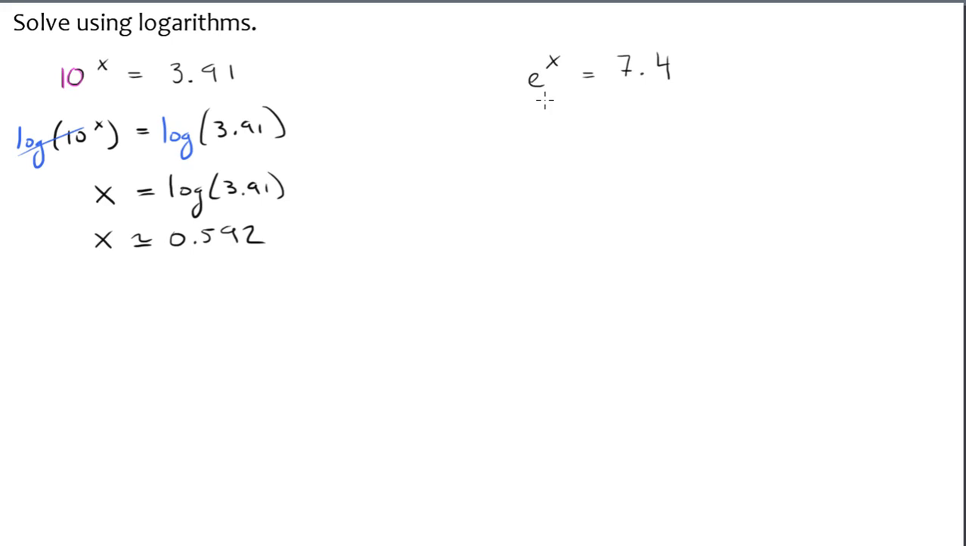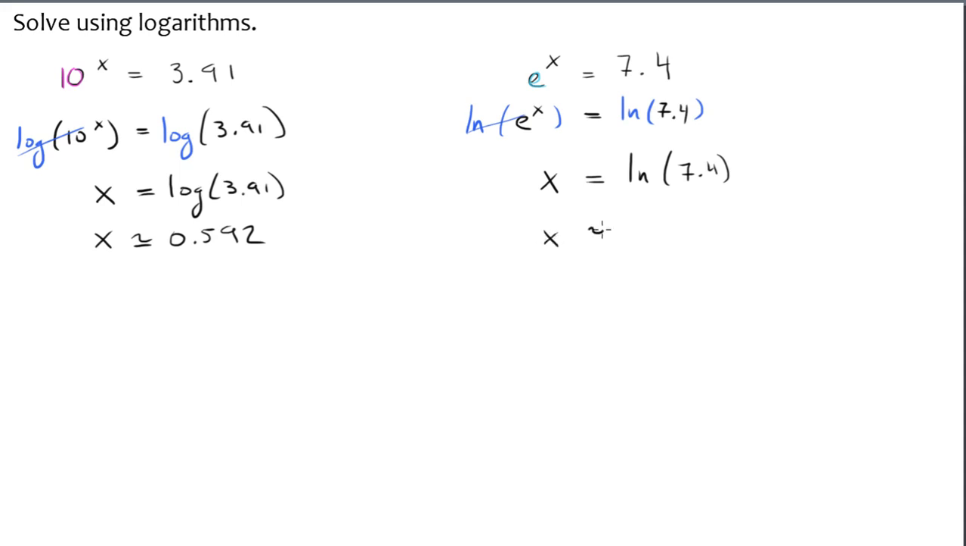I'm going to do the same thing over here with e to the x is equal to 7.4. I'm going to look and say, well, my base is e, so the base of my logarithm is going to be e as well. I'm going to take the natural log of e to the x, and that's going to be equal to the natural log of 7.4. So, again, natural log and that base of e cancel out, and what remains is x, and x is equal to the natural log of 7.4.